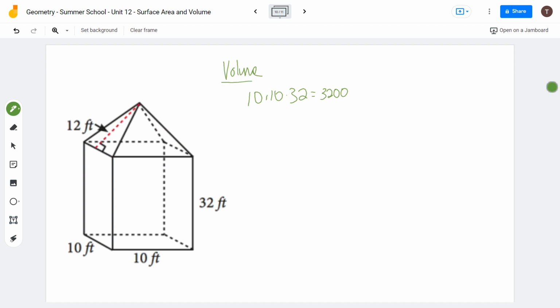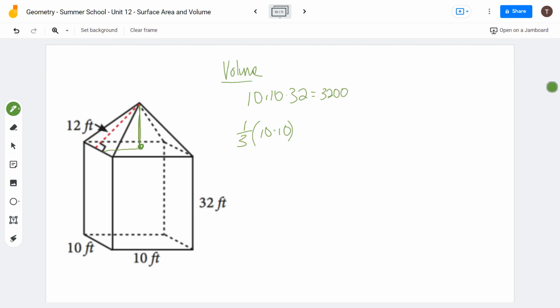Now, if I go back and look at the formula for the volume of a square pyramid, it can look a little tricky. So it's 1/3 times the area of the base. The area of my base is a square. So the area of a square is just 10 times 10. And then times the height. But I don't actually know what this is right here.